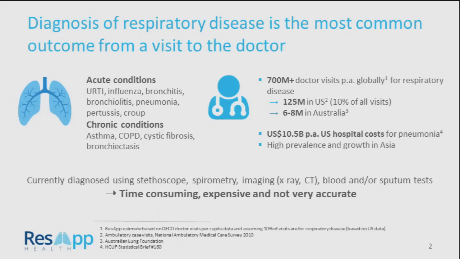So respiratory disease is the most common outcome from a visit to the doctor. Cough is one of the most common reasons for going to a doctor. We estimate there's about 700 million doctor visits every year in the OECD nations that result in a diagnosis of respiratory disease. Here in Australia, that number's about 6 to 8 million. So it's a significant number of visits going to a GP where a diagnosis of respiratory disease could be very useful.